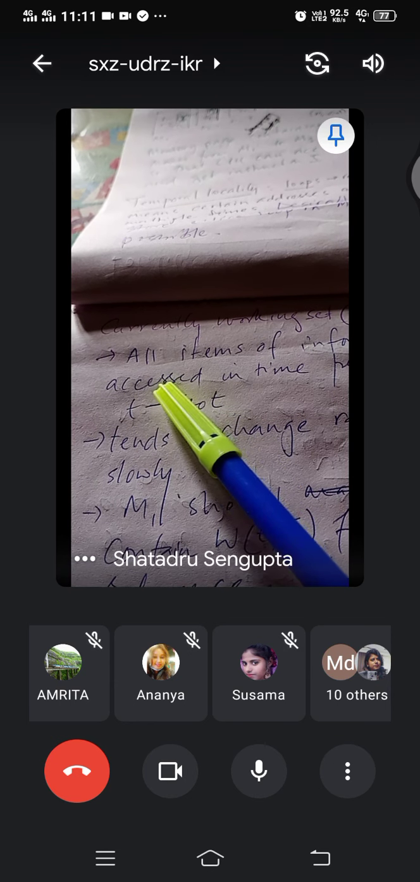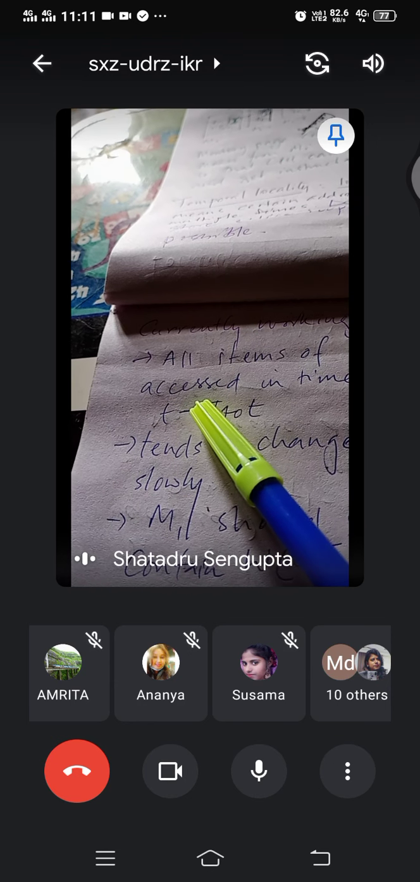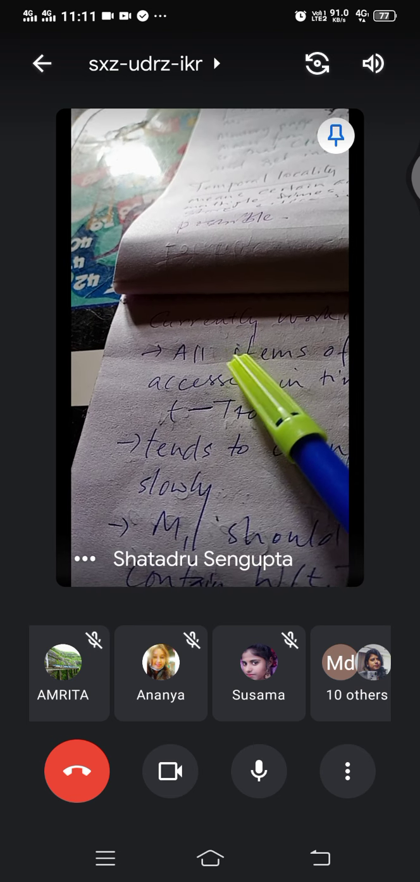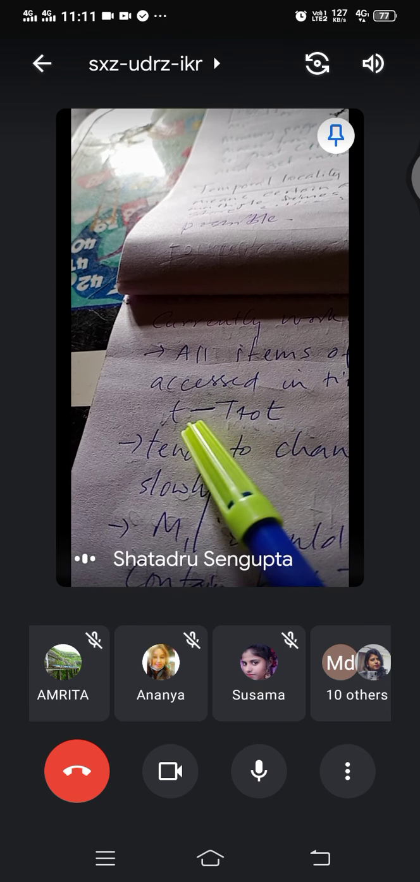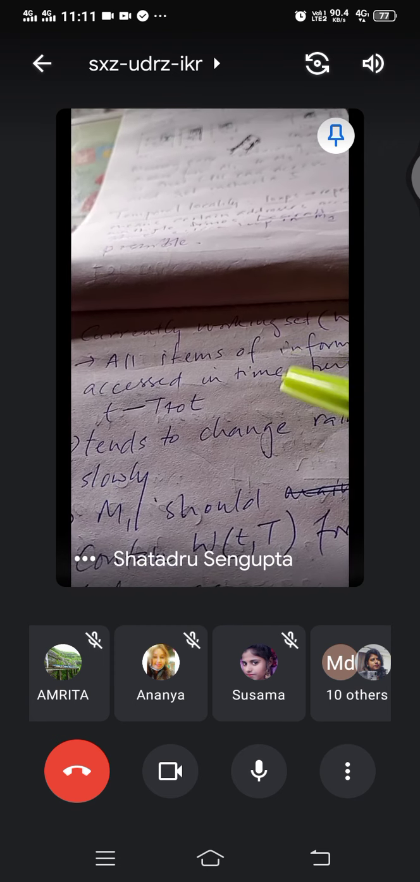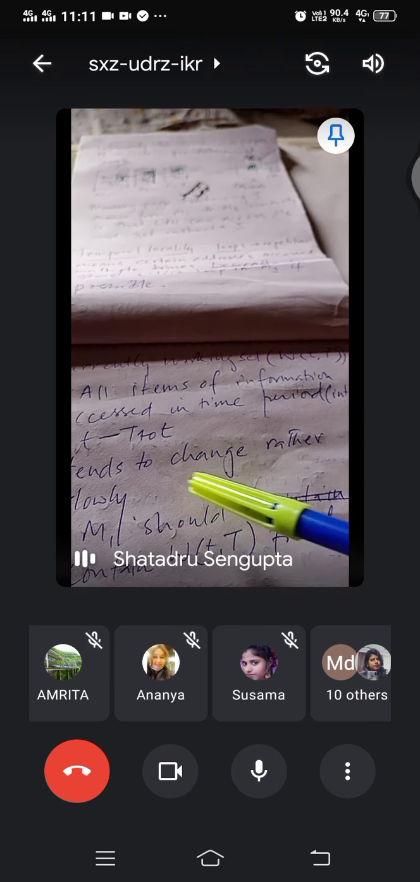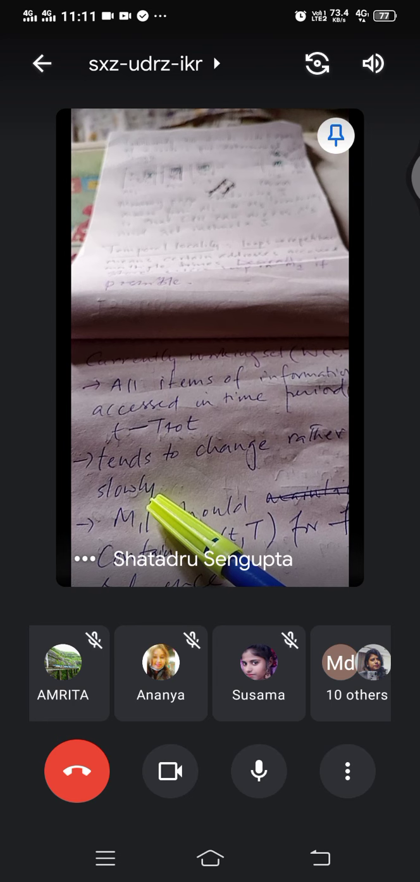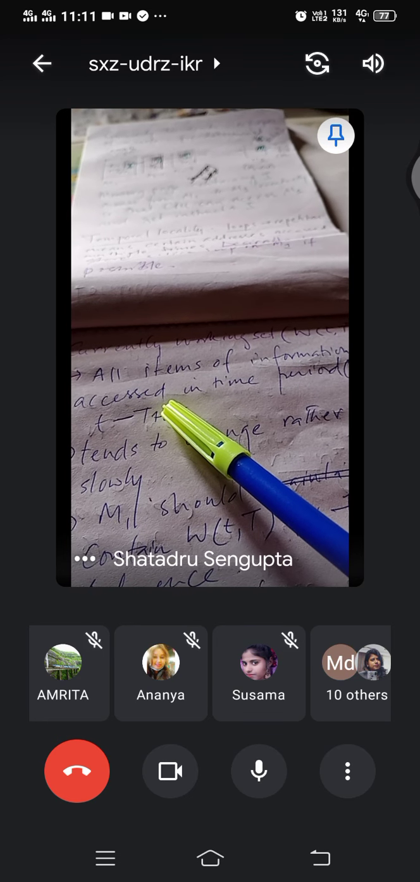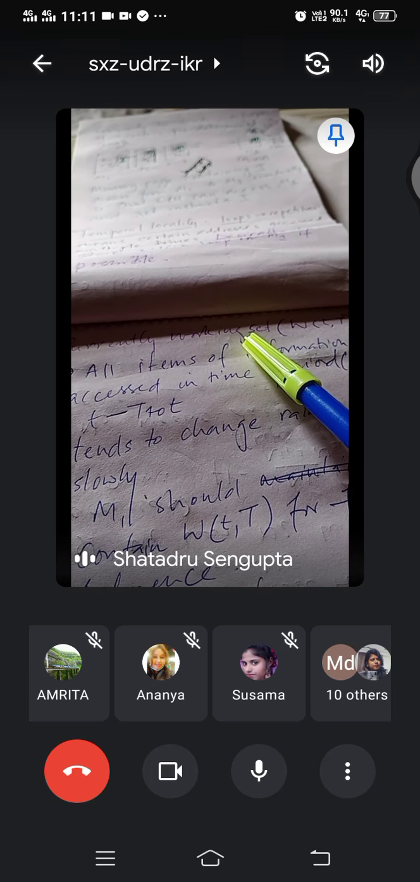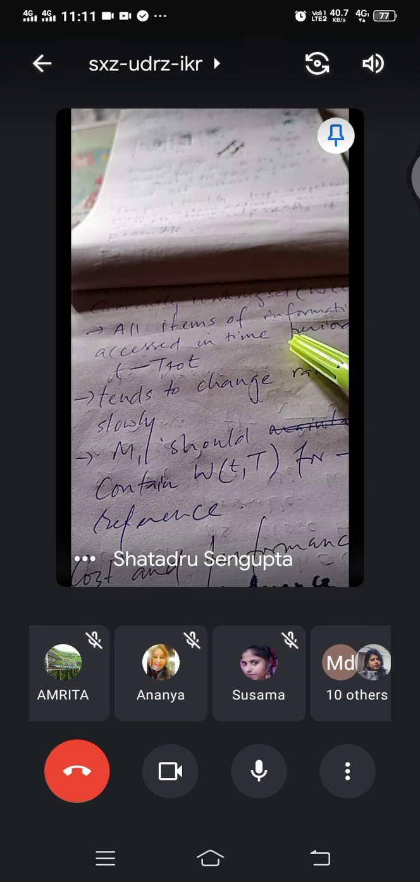Okay. So basically, it's nothing but a time interval in which certain types of data items are accessed. That is the interval. And this tends to change rather slowly. Over time, this W(t, T) may change, but very slowly.